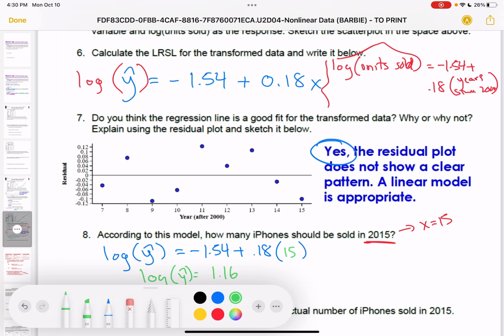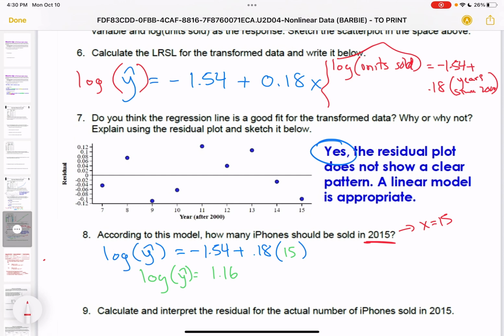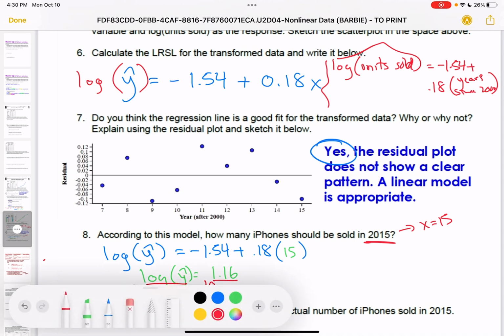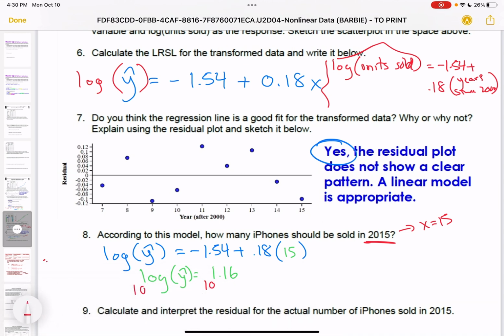But it is not, because we need to get rid of the log on the left-hand side of the equation. We don't want log of y hat, we want y hat. So the only way to do that is to raise this as an exponent. Now my exponents are log y hat and 1.16. So once we exponentiate both sides, the logs cancel out. I'm left with y hat equals 10 raised to the 1.16 power, which is 14.45, and that is 14.5 million iPhones. Okay, so we've got our context there.